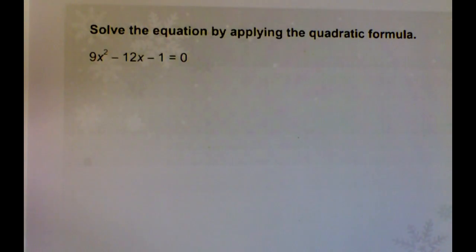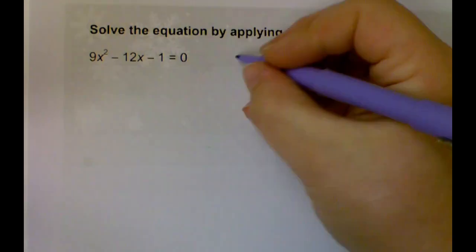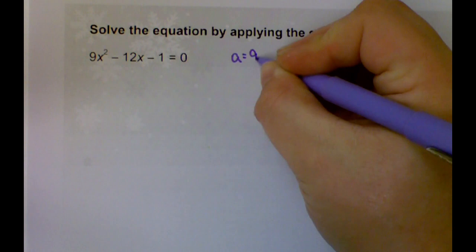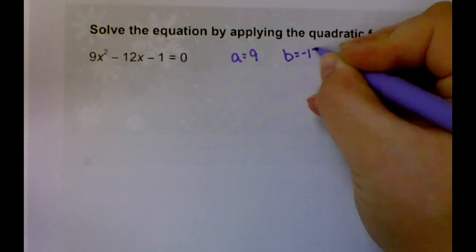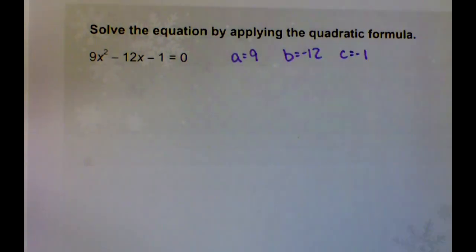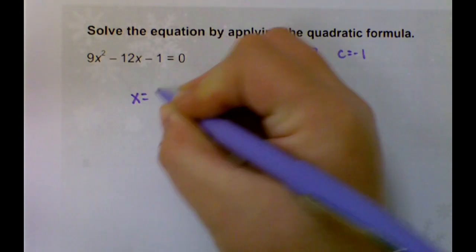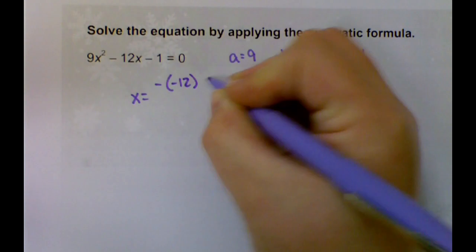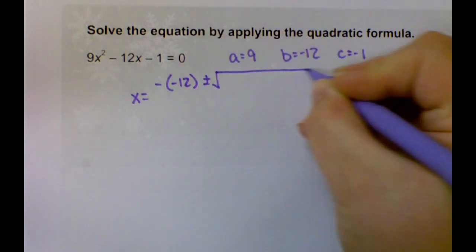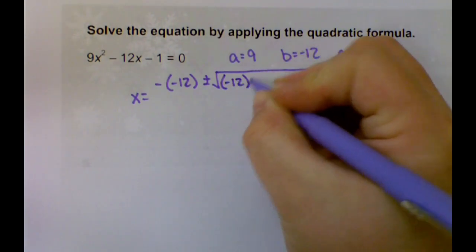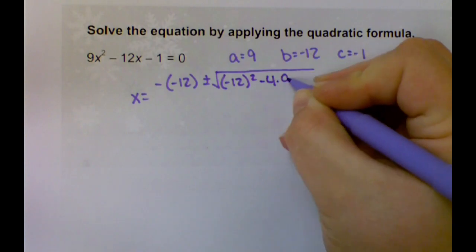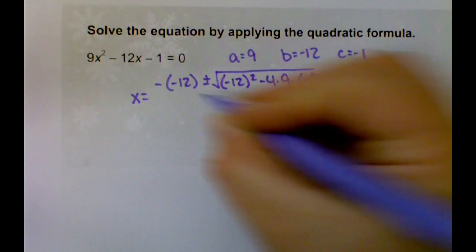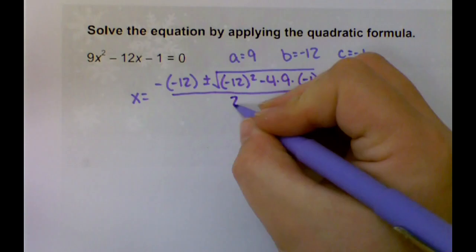So let's try another one. First off, I'm going to identify a, b, and c. Well, my a value will be 9, my b will be negative 12, and my c will be negative 1 because it's already equal to 0. Now I plug it in. X is equal to negative 12 plus or minus the square root of negative 12 squared minus 4 times 9 times negative 1, all over 2 times 9.